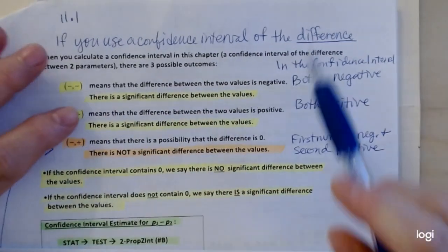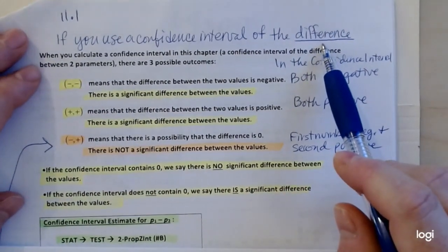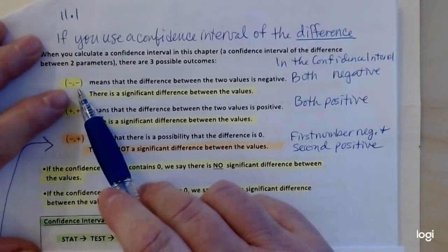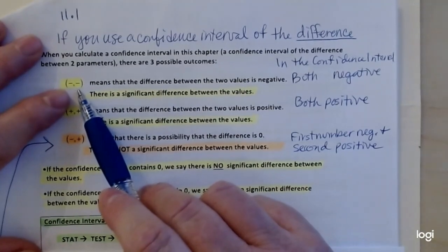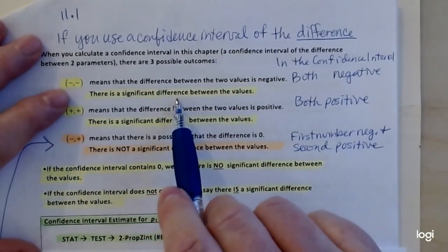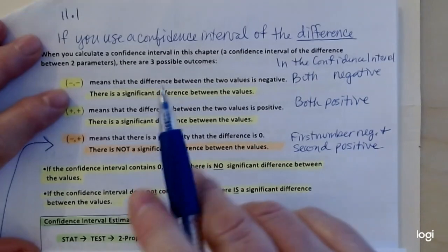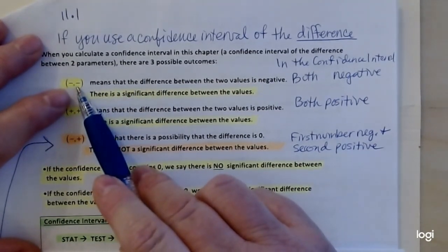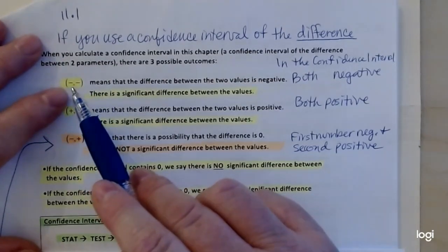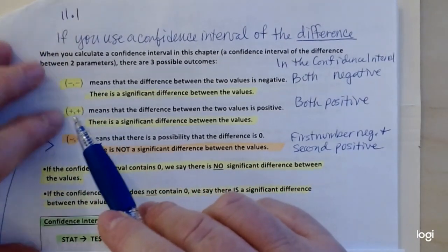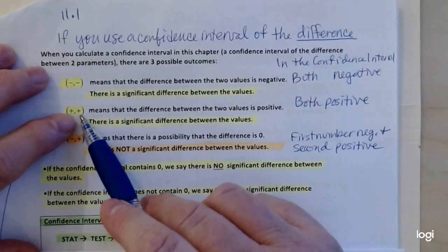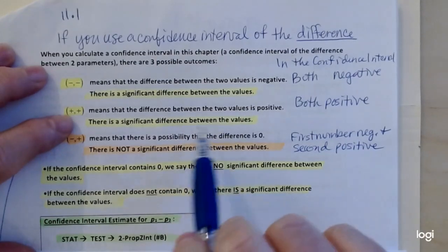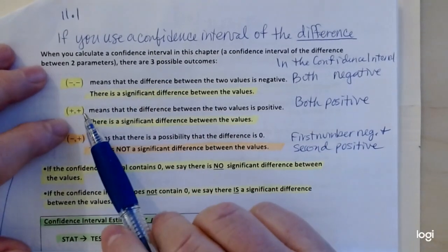So when you calculate a confidence interval in this chapter, these are the three possible outcomes, and you're going to be doing this on the difference between the parameters. If both the lower and the upper limit are negative, that means there's a significant difference between the values. In other words, it's not close enough to zero for zero to be in the confidence interval. If they were basically the same, then the difference between them would be zero. If the lower and upper limit are both positive, that also means there is a significant difference between the values. Now this is equivalent to a two-tailed test.